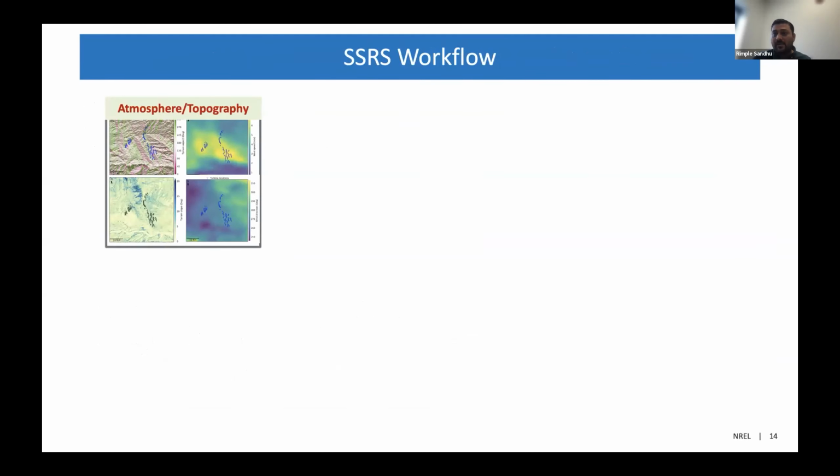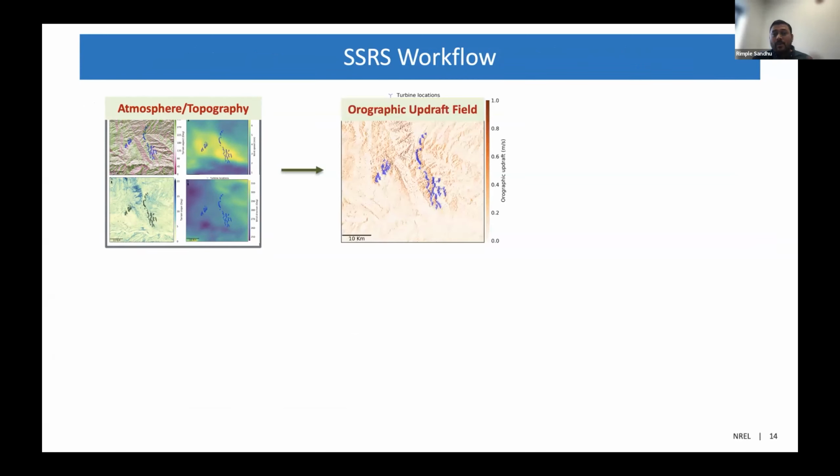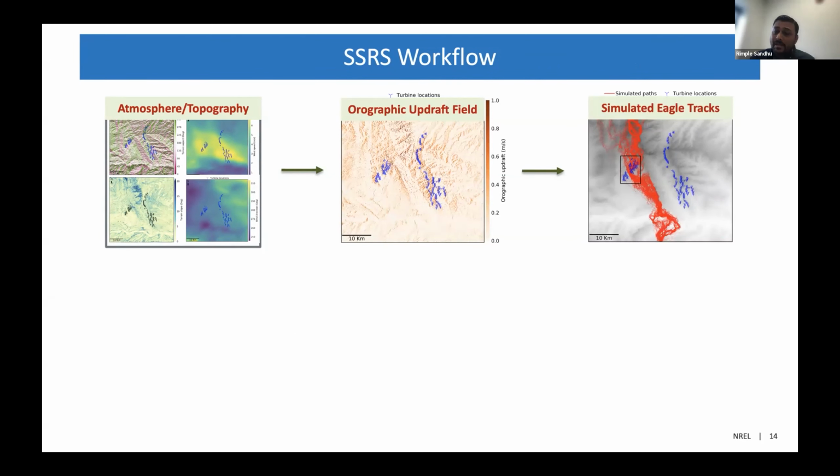So, the SSRS workflow, how does it work? We start with the topography and the atmosphere. So we have the terrain elevation, the slope, the wind speed, and wind direction. We compute the orographic updraft field from that. Then we simulate the eagle tracks. Let's say a golden eagle has been spotted on the southern boundary at the middle of this domain, and it's trying to go north. What does the model say? These are 500 simulated golden eagle tracks, trying to travel north, starting from one point. And you can see here that most of them are trying to go via the Campbell Hill power plant and not the other power plants.